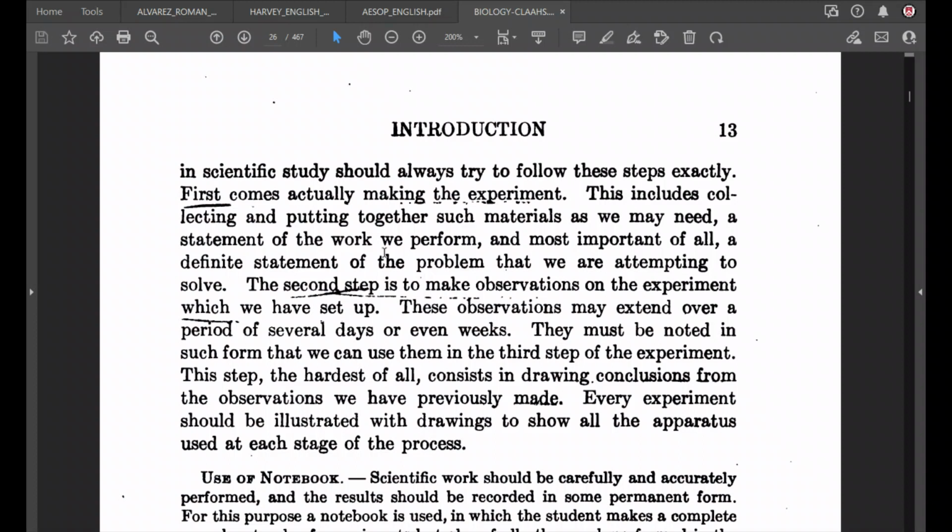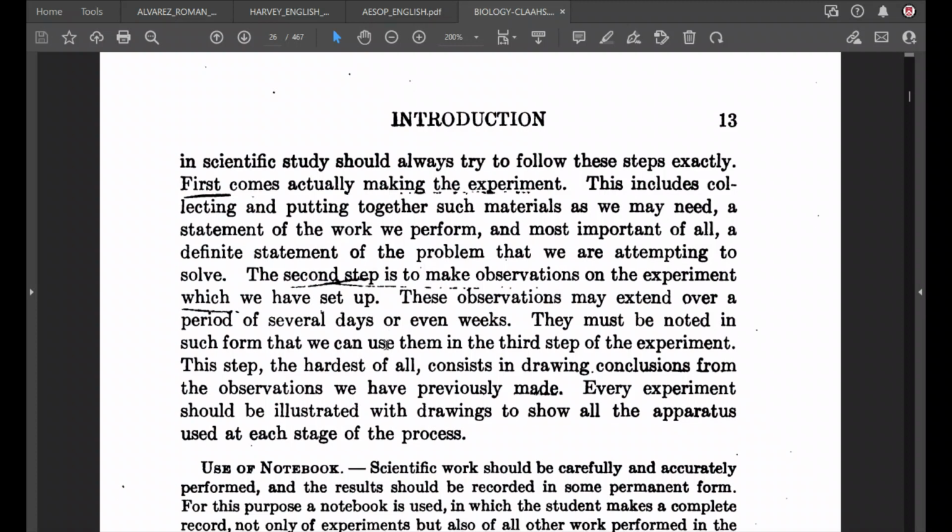And then the third and final step, which the textbook says is the hardest step of all, the third step consists in drawing conclusions from the observations that we have made. Drawing conclusions. Every experiment should be illustrated with drawings to show all the apparatus used at each stage of the process. The lesson then talks about using a notebook.